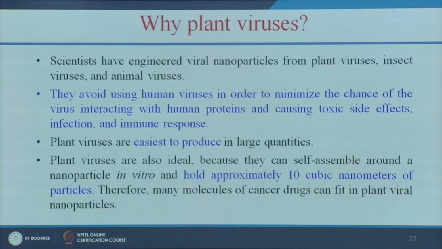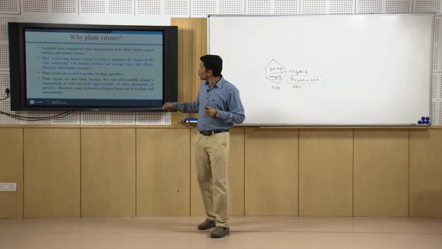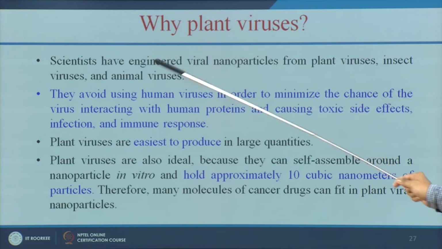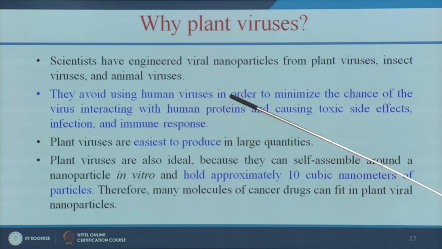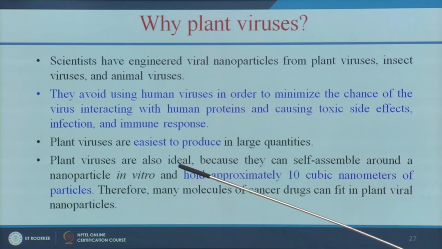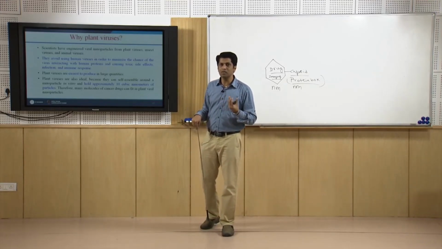And in this case, viral nanotechnology, we are going to use only the plant virus, we are not going to use the animal virus. So why do we have to use plant virus? Scientists have engineered viral nanoparticles from plant virus, insect virus and animal virus, but they avoid the human virus, because when you use the human virus it will induce immune response or any kind of toxic side effects. So in order to minimize those chances of virus interacting with the human proteins, they are using the plant virus. And another important thing is, if you want to make the animal virus, you have to use the animal cells. Again the cost of the virus will be high, as well as in some cases you have to sacrifice the animal to isolate the virus.